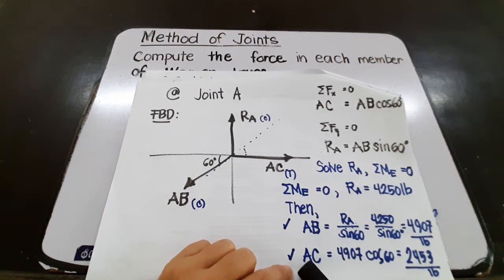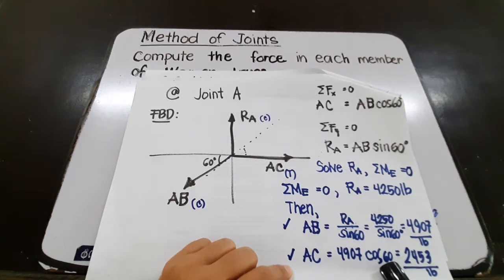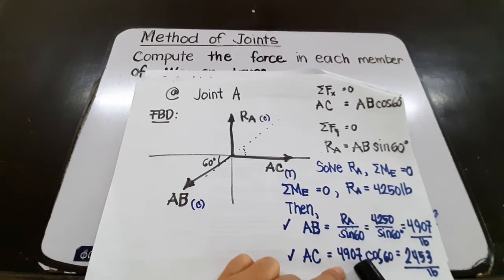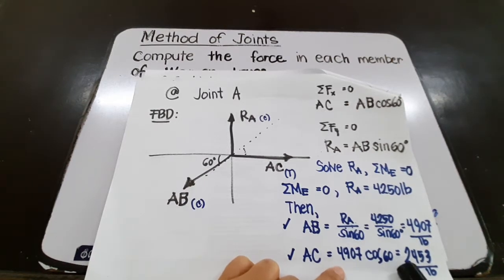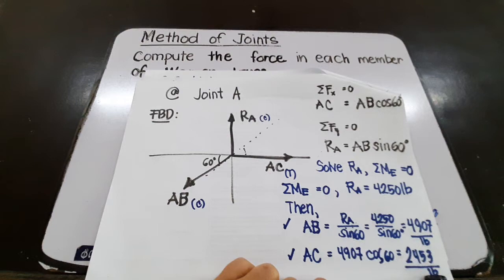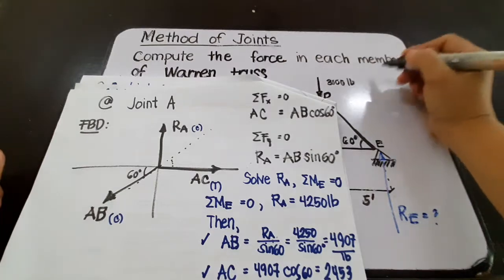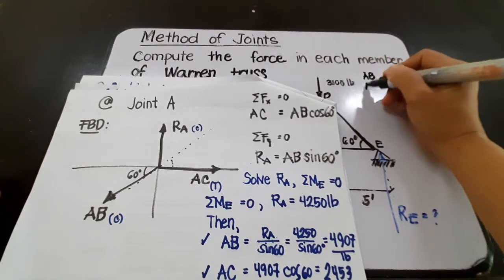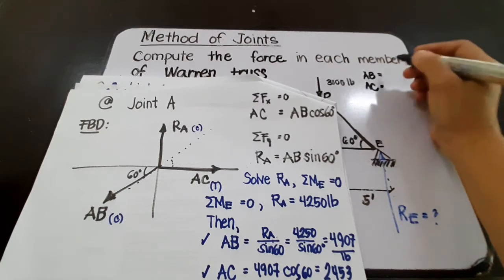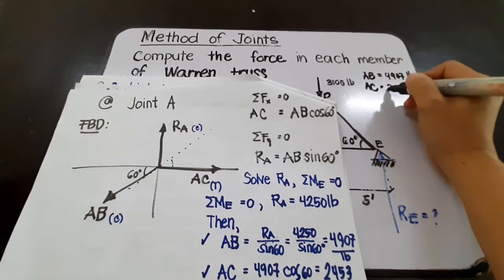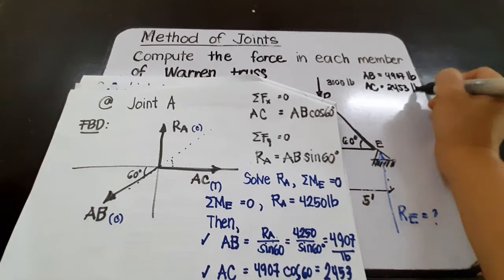Getting the force of member AC, we have AB cosine 60, and our AB is 4,907. So we have 4,907 cosine 60, which is equal to 2,453 pounds. So we now have our AB and AC: AB is 4,907 pounds and AC is 2,453 pounds.